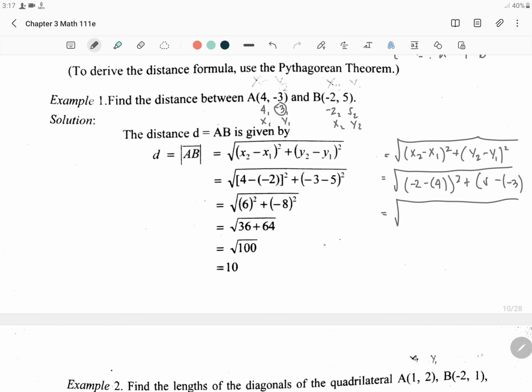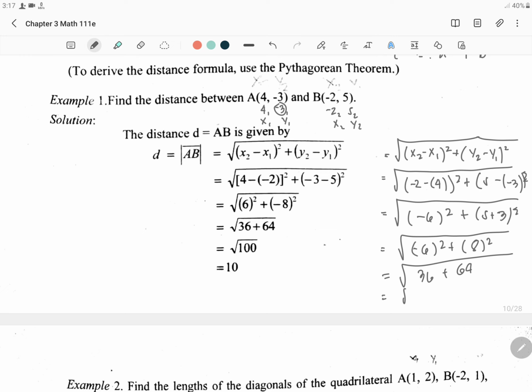Negative 2 minus negative 4. That is negative 6 squared. Plus, negative times negative, positive. So, 5 plus 3. So, meron tayong ngayong negative 6. Y squared dyan, huwag kalimutan. Tapos dito we have 8 squared. So, 6 times 6. Since negative yun, maging positive, kasi negative times negative, positive. So, we have 36 plus 64. We have square root of 100. And that is equal to 10. We basically arrived with the same answer.